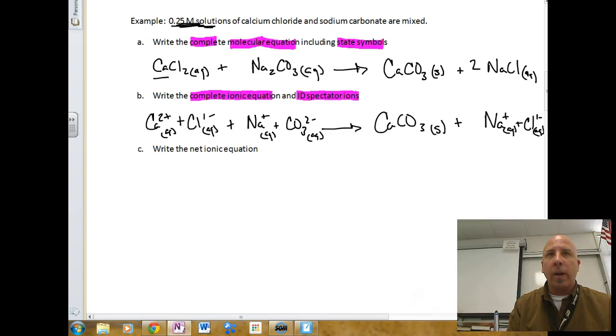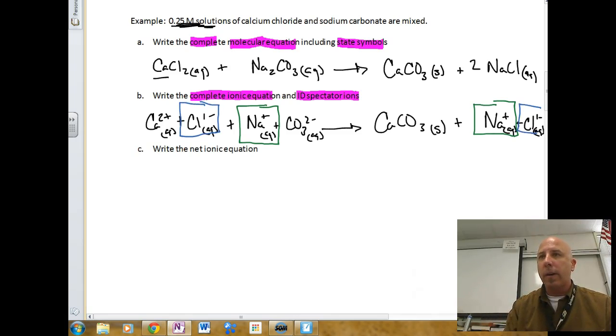Now, it did ask us to identify the spectator ions. Remember, a spectator ion is an ion that is exactly the same on one side of the equation as on the other side. So we have sodium, which is exactly the same as sodium here. That's one of our spectator ions. We also have a chloride ion listed here and a chloride ion listed there. That's my other spectator ion. Now, we do have calcium as an ion as a reactant, but over here it has come together to form an ionic compound, so they are not identical. So the calcium and the carbonate are not spectators. They're going to be included in our net ionic equation, which we're going to do next.